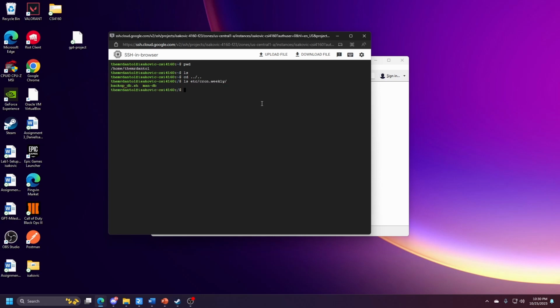Once I'm in cron weekly, I can see, nope, that was ls. Since I'm in cron weekly, I should be able to run that backup script, which is a shell script. And that was a success. So if we head back to my home directory, we should be able to see that we have our backup of our SQL database.